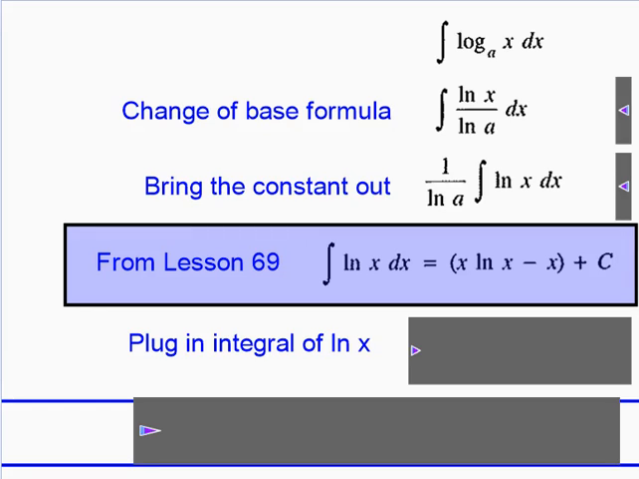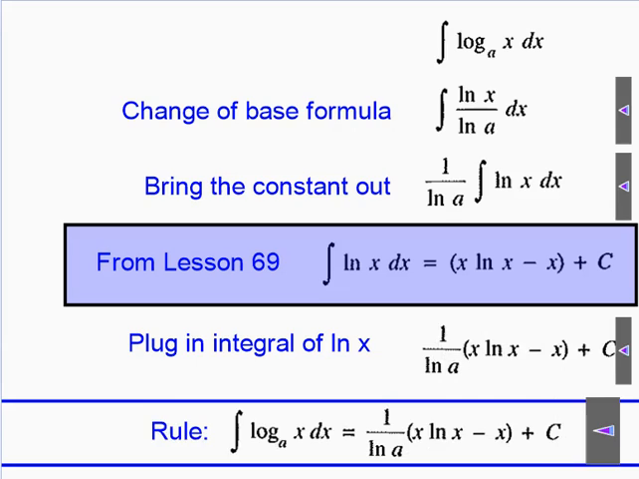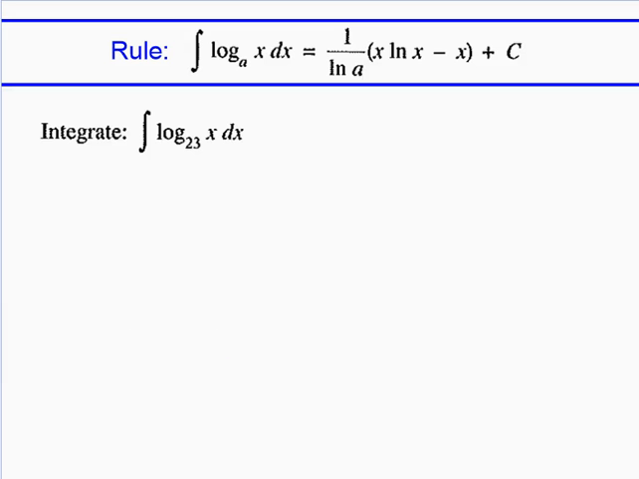We actually have learned this already. Hopefully you have this memorized, but here it is again. The integral of natural log of x is x times the natural log of x minus x plus c, so we'll go ahead and put that in. And so we just have 1 over the natural log of a times that. And so there is our rule for the integral of a logarithm with any base. If you forget this rule, you could always go back and split it up using the change of base formula. If you remember, we used integration by parts to find out what the integral of natural log was. And so now that we have that rule, we can apply it to different ones.